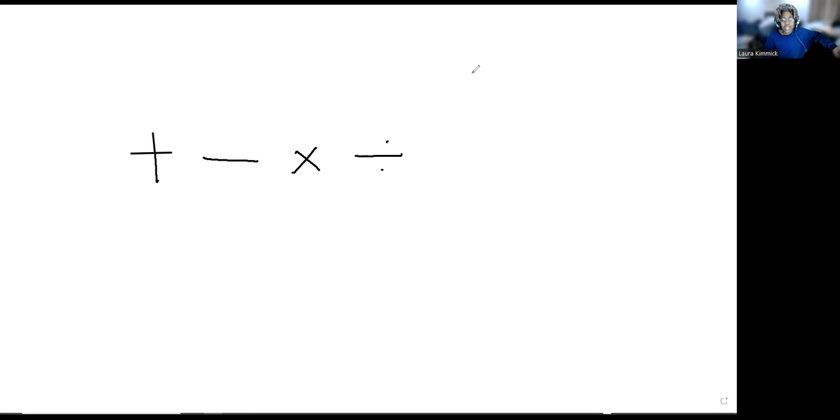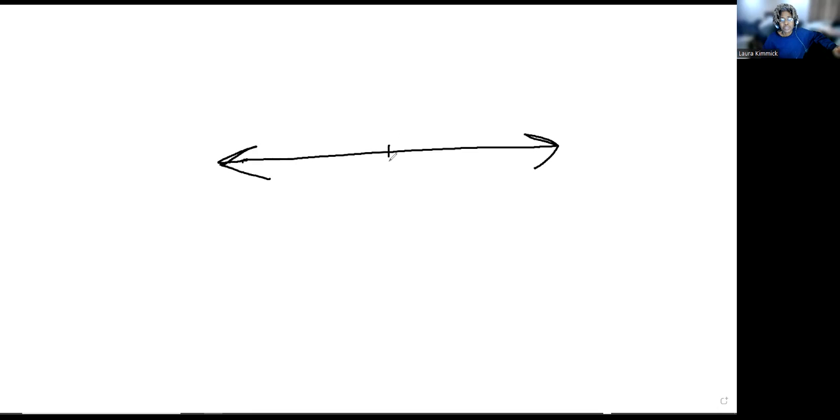So right now, we're going to go over the number line. Okay, so let's make a really short number line. So you get the idea. And each arrow stands for infinity, going on forever. So 0 in the middle, and then 1, 2, 3. And then we have -1, -2, and -3.